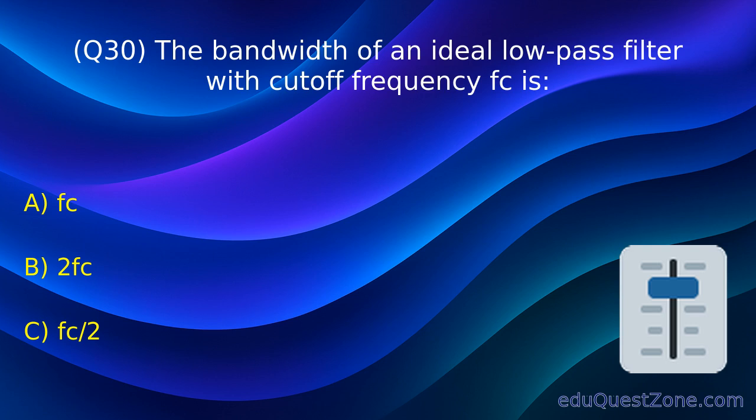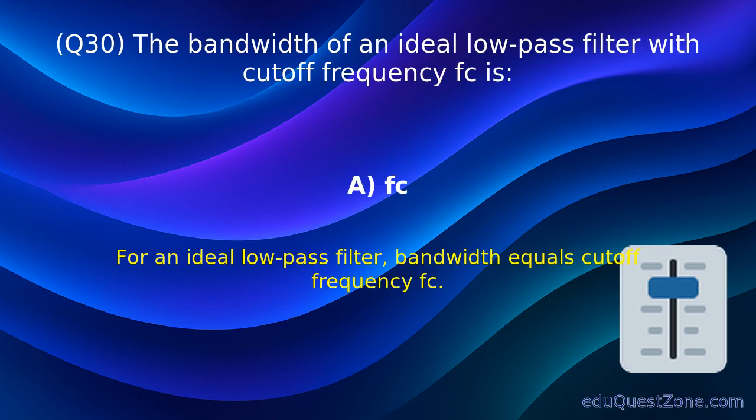Question 30. The bandwidth of an ideal low-pass filter with cutoff frequency Fc is Option A. Fc. Bandwidth of an ideal low-pass filter equals cutoff frequency Fc.